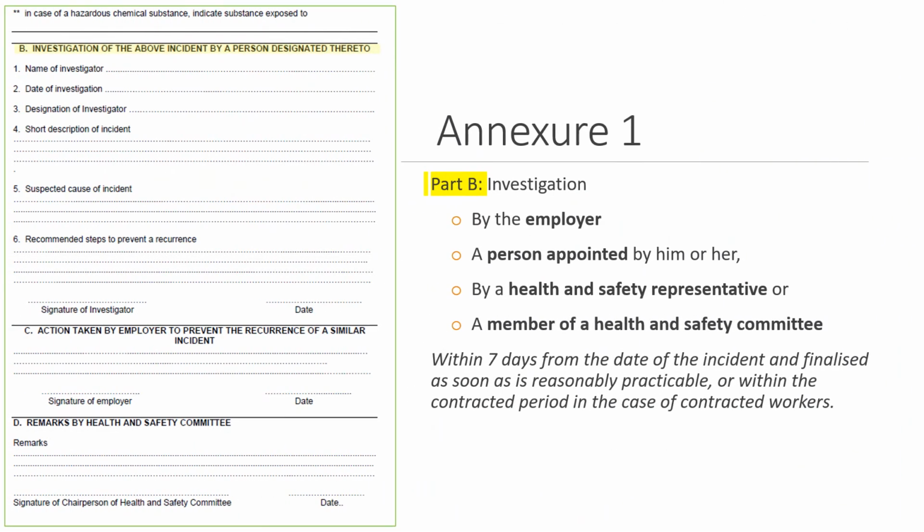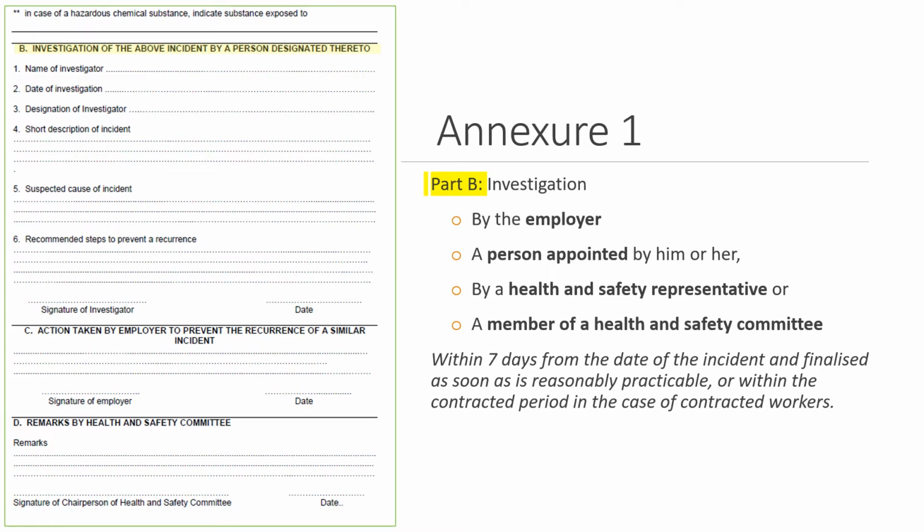Part B of the Annexure 1 is the investigation of incidents and accidents. You will be requested to add the name of the investigator, the date of the investigation, as well as the designation of the investigator. Who is designated or allowed to complete the investigation? According to legislation, this is the employer, a person appointed by him or her, a health and safety representative, or a member of the Health and Safety Committee.